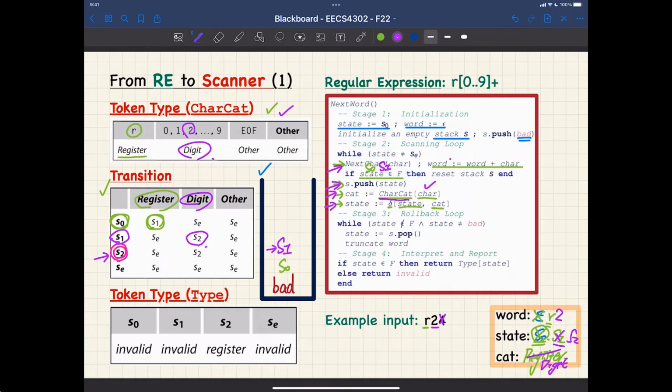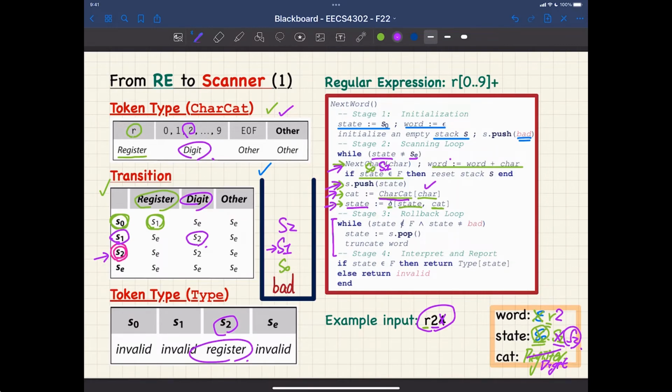After this, because now the state is indeed an accepting state, we can just exit from the loop. And then you will see that we don't have to roll back. So eventually, what you will see is we return just R2 over here, being the register token, because we're now in S2. Because after the transition, state will become just S2. Right? So that's about a successful case.